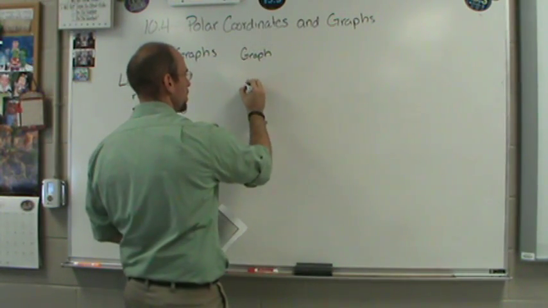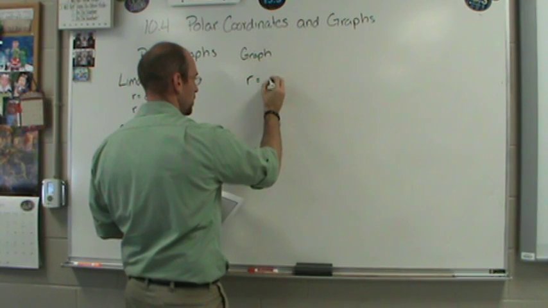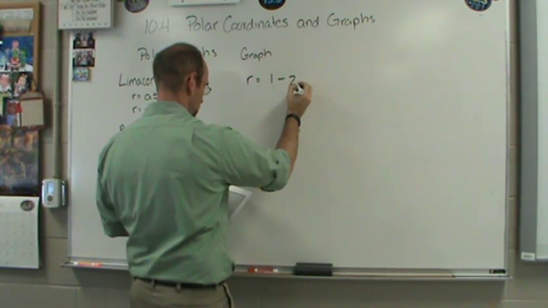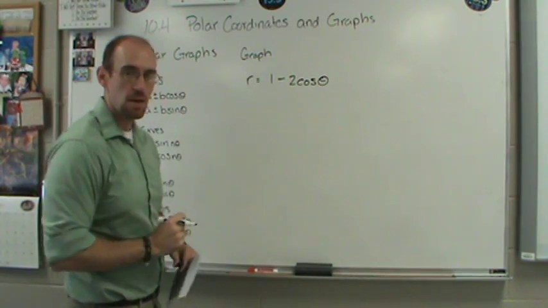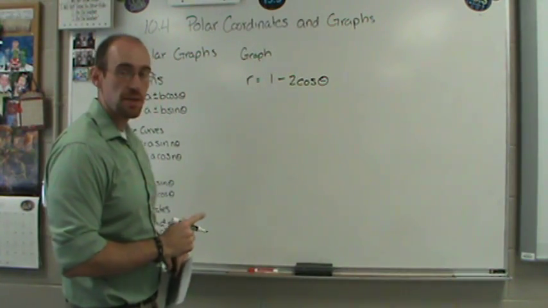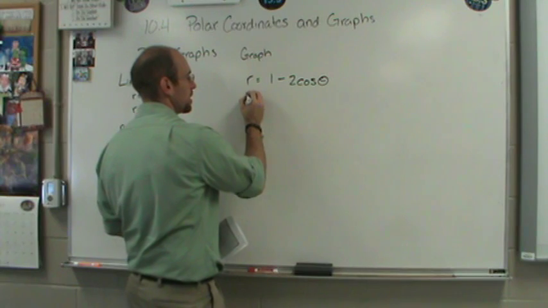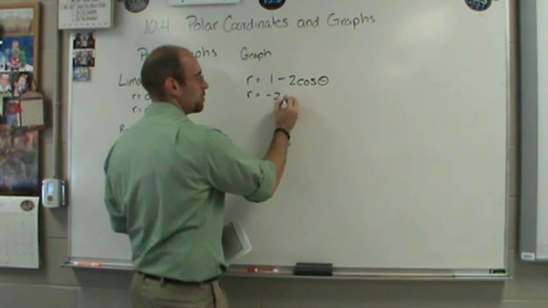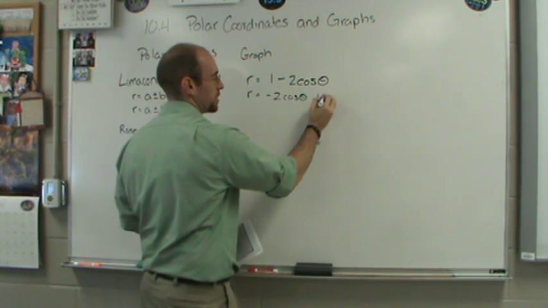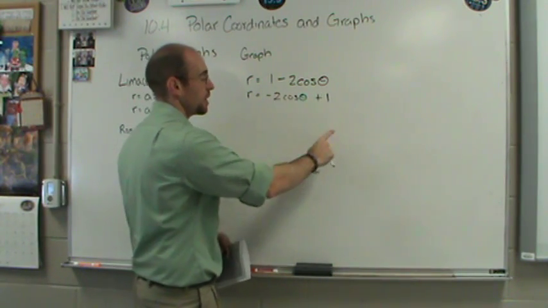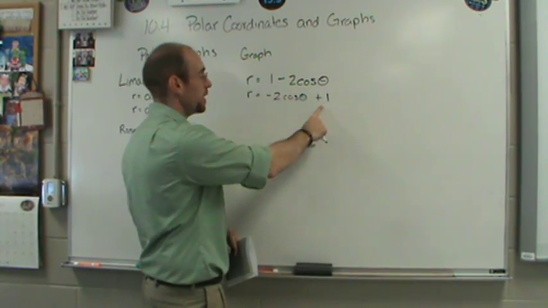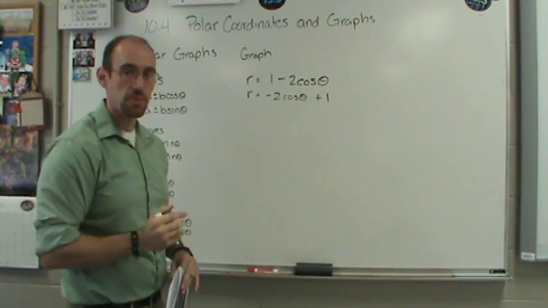Let's do r equals 1 minus 2 cosine of theta. All right, so 1 minus 2 cosine of theta. Let's rewrite this as r equals negative 2 cosine of theta plus 1. So now we can see we have an amplitude of 2, a vertical shift of 1, and that negative is going to flip our graph.